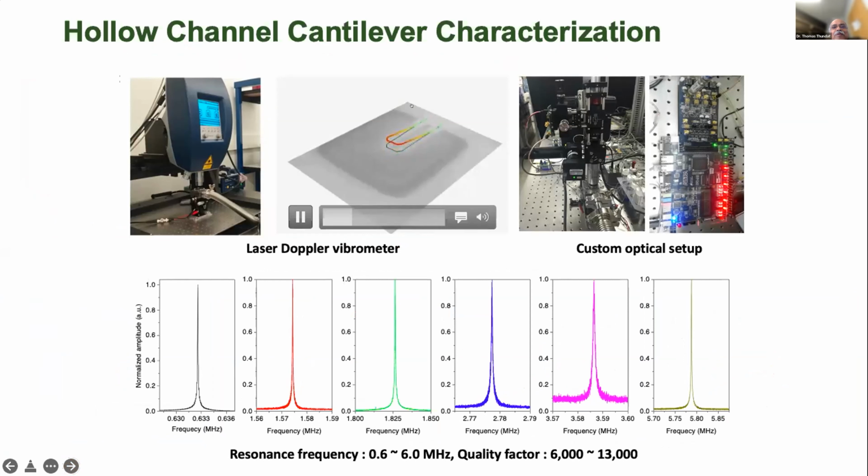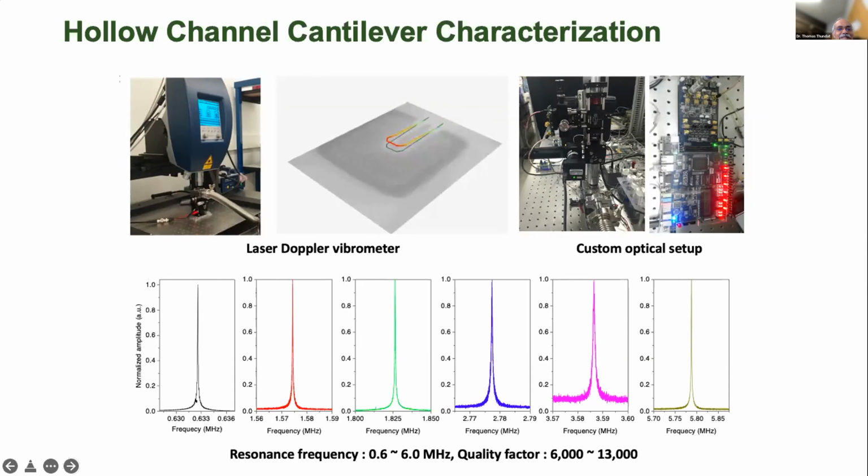So this is a fluidic cantilever actually, and in this case you need a laser Doppler vibrometer to see it. Now this whole cantilever is in vacuum, but the inside of the channel is open to air or liquid. It needs some complex optical arrangement, and you can see the cantilever resonance frequency, 0.6 to 6 megahertz, with a quality factor around 6,000 to 13,000.